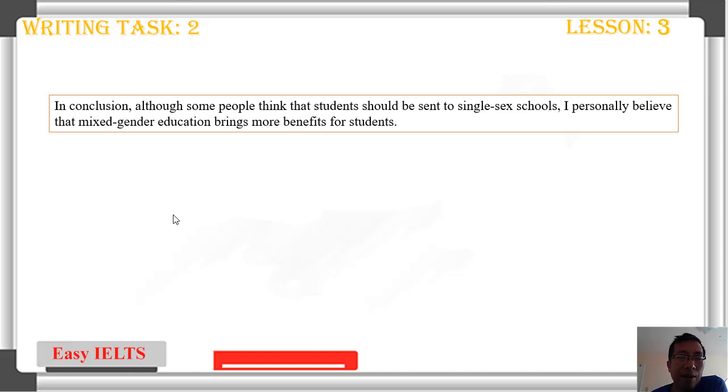Okay, we continue with the conclusion. In conclusion, although some people think that students should be sent to single-sex school, I personally believe that mixed-gender education brings more benefits for students.